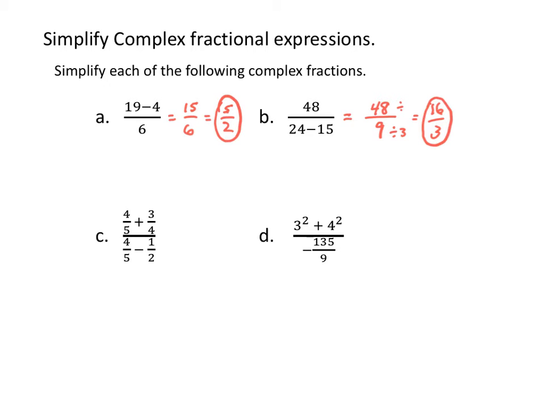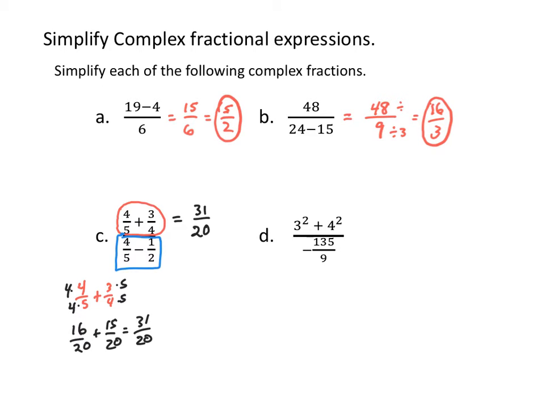Now on C, we have 2 math problems and then a third math problem. The first math problem is the numerator. So I'm going to go down here and I'm going to add 4/5 plus 3/4. I need a common denominator, so I'm going to multiply this by 4 over 4 and this by 5 over 5. So that's going to be 16 over 20 plus 15 over 20. So that's 31 over 20. So my numerator is 31 over 20. Okay, now I have to do a second math problem in the denominator.